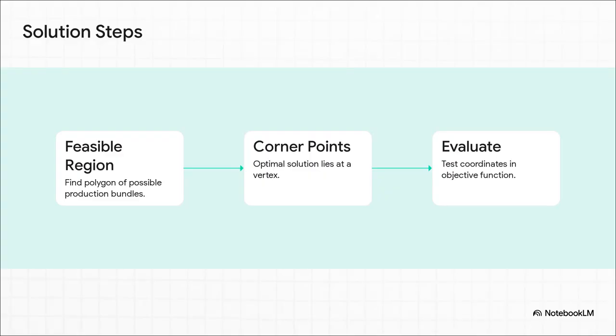But how do we find the absolute optimal choice within that region? The steps are actually pretty straightforward. Step 1, identify that feasible region, which we've just done. Step 2, find the corner points. This relies on the fundamental theorem of linear programming, a real game changer of a concept stating that an optimal solution will always lie at a vertex or corner point of the feasible polygon. Step 3, evaluate our objective function at those specific corner points. That means we literally just test the coordinates at (0, 0), (30, 0), (0, 20), and that very interesting intersection of our two binding constraints at (24, 8).